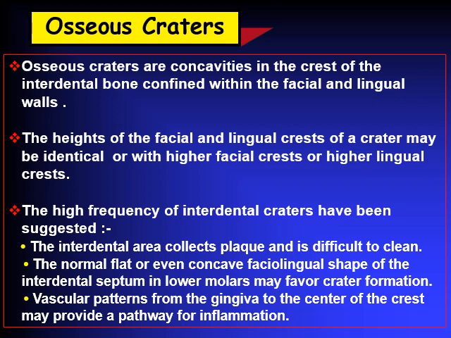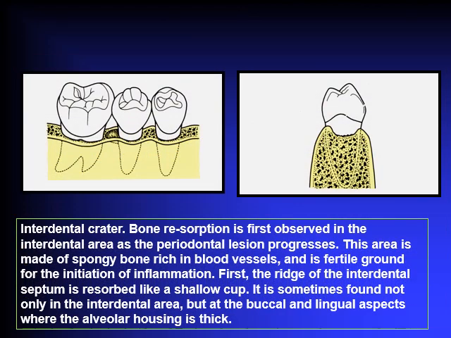The high frequency of these interdental craters may be explained because the interdental area collects plaque and it is difficult to clean, as you know. The normal flat or even concave buccolingual shape of the interdental septum in lower molars may favor crater formation. Also, the vascular pattern from the gingiva to the center of the crest may provide a pathway of inflammation. I mentioned this point in NUG, the vascular pattern from the gingiva to the center of the crest, which provides a pathway of inflammation. This favors the high frequency of craters. See here, this is an interdental crater, as you see. This is an interproximal crater.